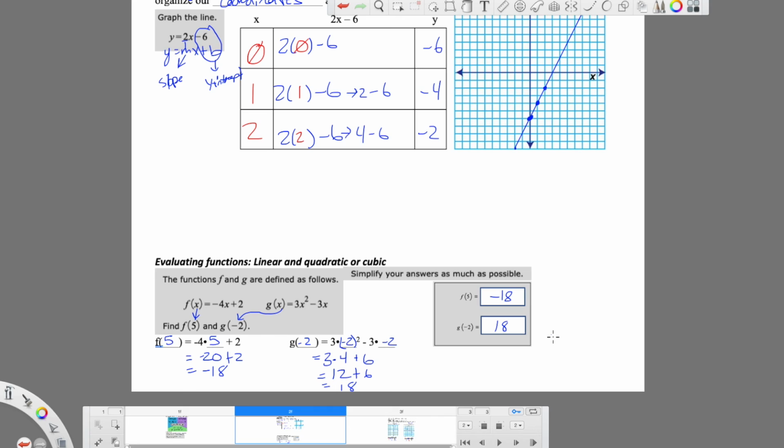All right, so that was graphing in slope-intercept form and dealing with some function notation.